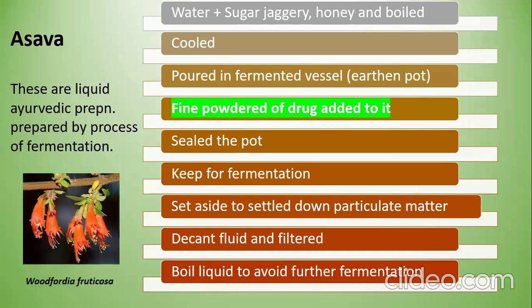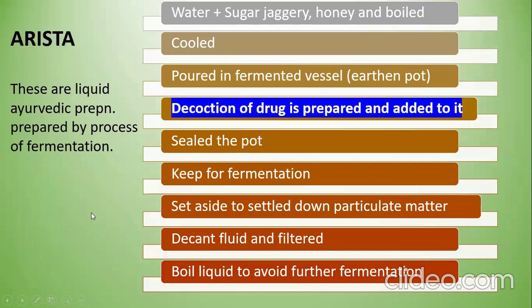The second method is there. These are the flowers of Woodfordia fruticosa, which in Marathi is known as dhataki chi phula. These are used as fermenting agents. The second one is Arista.